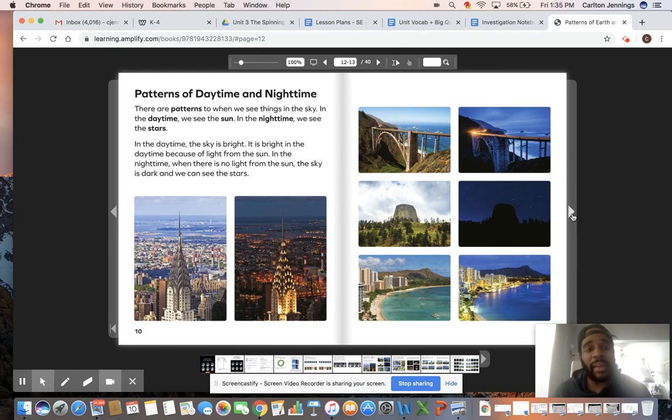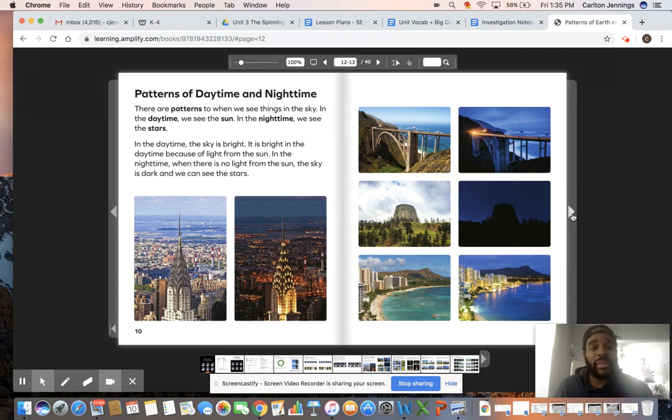Patterns of daytime and night. There are patterns to when we see things in the sky. In the daytime, we see the sun. In the nighttime, we see the stars. And so this is a pattern. Most of the time in the daytime, we see the sun. In the nighttime, we see the stars. This is every day. This is a pattern.